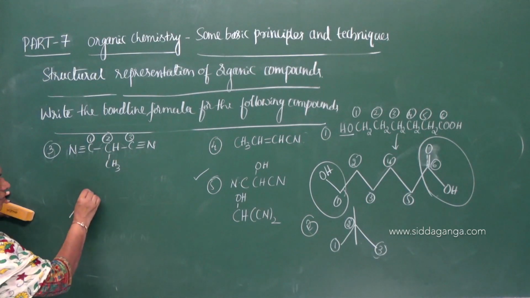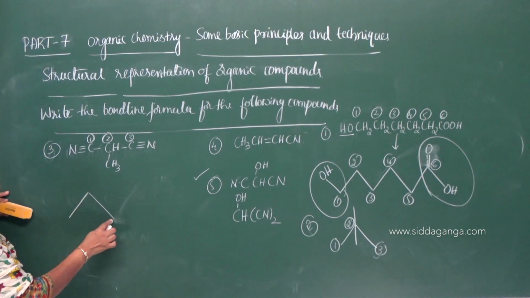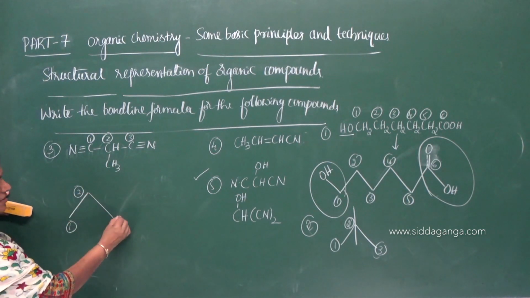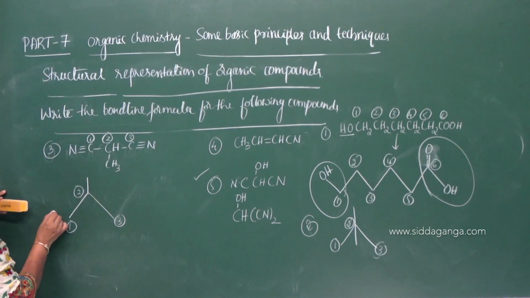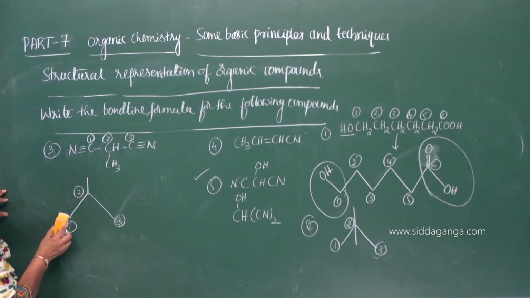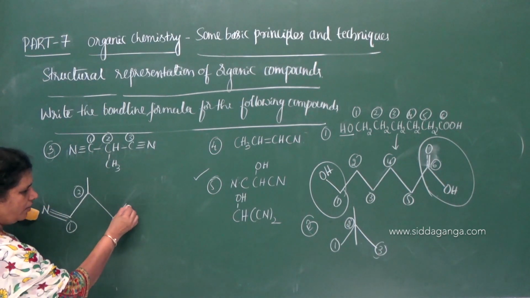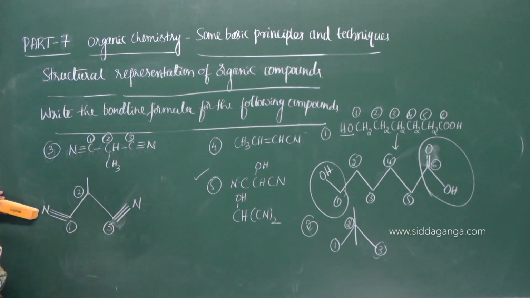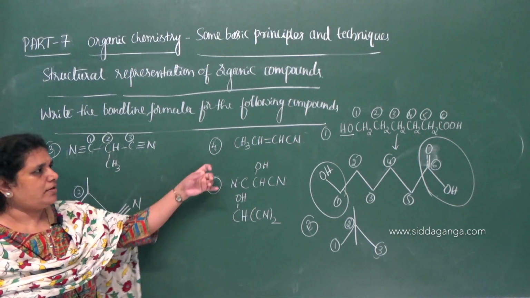Now represent it in bond line. So 1, 2, 3, third carbon. This is the first carbon, this is the second carbon and this is the third carbon. For the second carbon there is a methyl group, and this carbon is attached to what? Nitrogen atom through a triple bond. 1, 2, 3, N and here 1, 2, 3, N. So CN, CN. This is the bond line formula for this compound. Now move on to the fourth one.